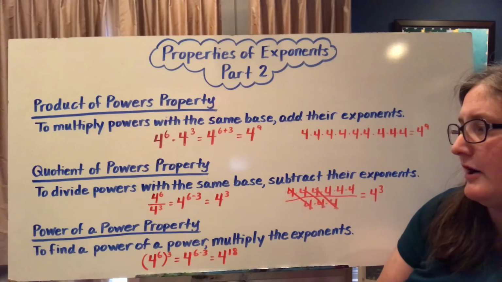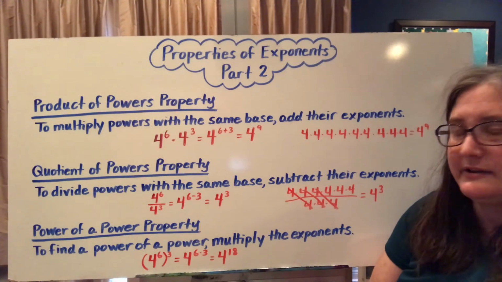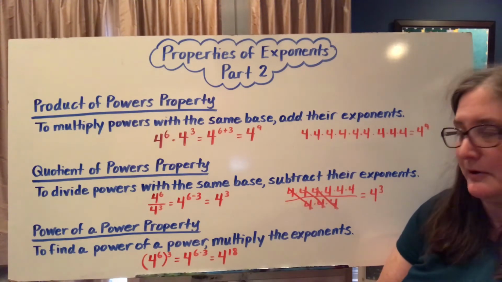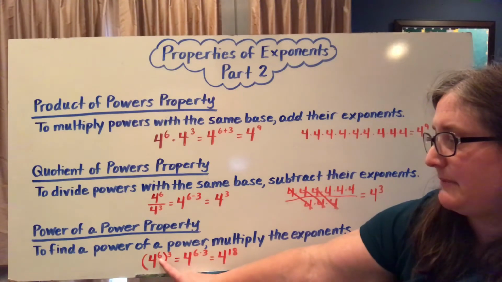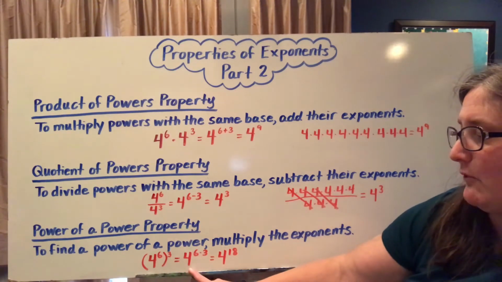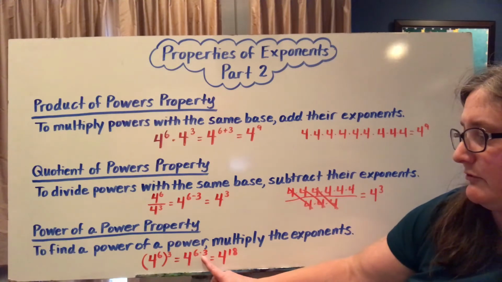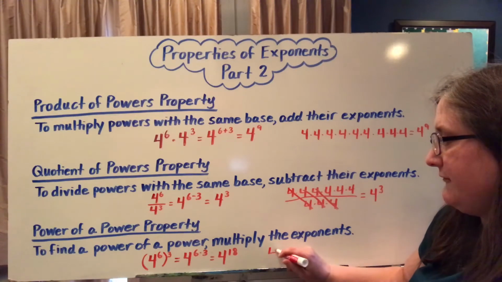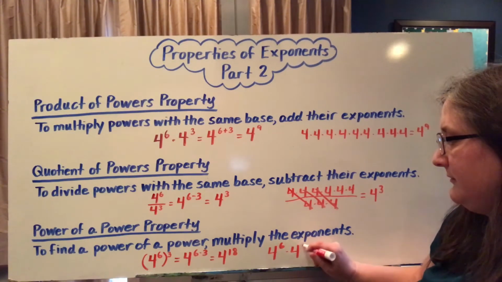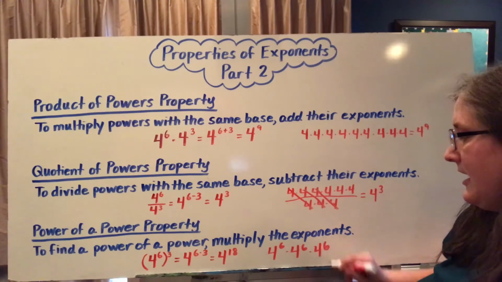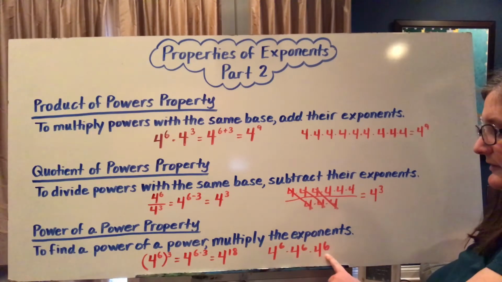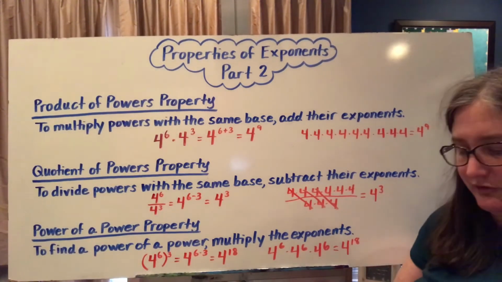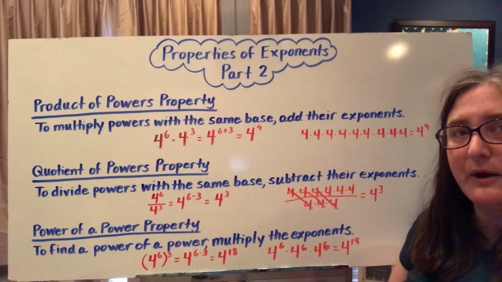The power of a power property says if you're trying to find the power of something that's already a power, multiply the exponents. So 4 to the 6th power to the 3rd power would be 4, and the exponents will be 6 times 3, or 4 to the 18th power. This works because if I'm doing 4 to the 6th power 3 times, I'm going to have 6 4s, 6 4s, and 6 4s for a total of 18 4s. So these are just shortcuts to make working with powers faster.